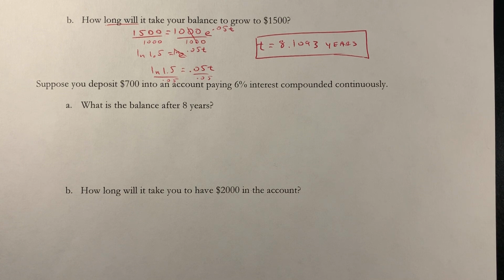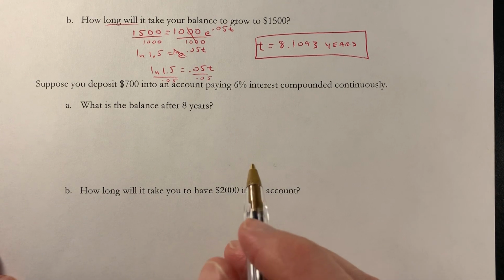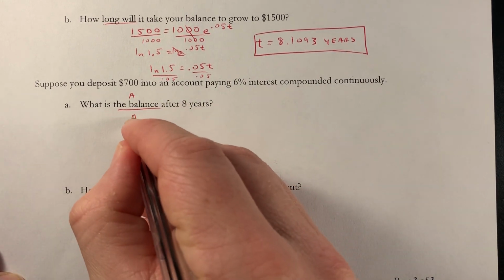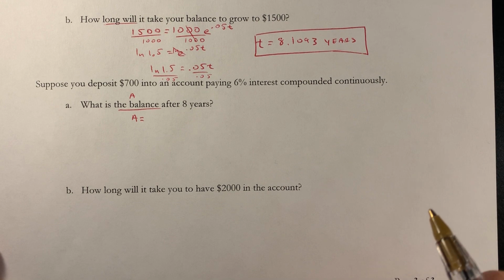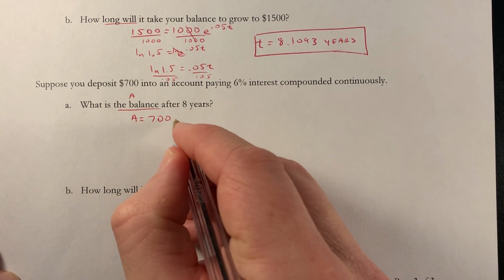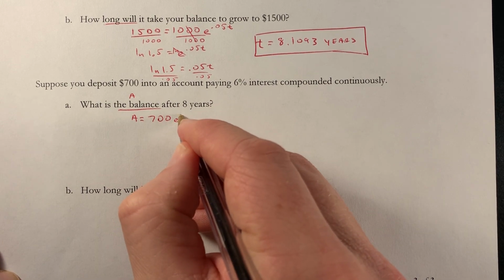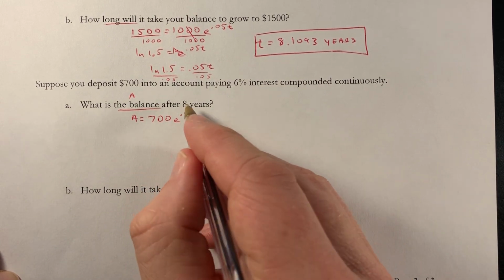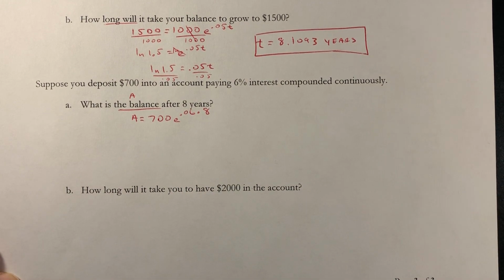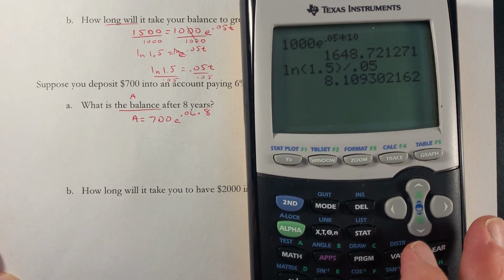Okay, suppose you deposit $700 into an account at 6% interest, compounded continuously. What is the balance after 8 years? So what is the balance? That's A. We want to know A. So A equals P, the beginning amount is $700, times e to the r, 0.06, times t, which is 8 years.